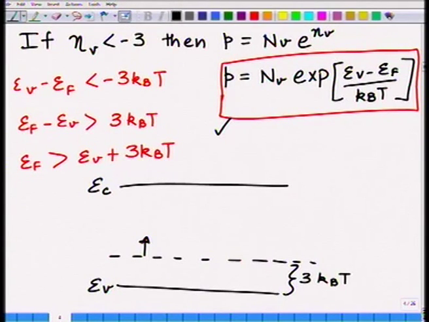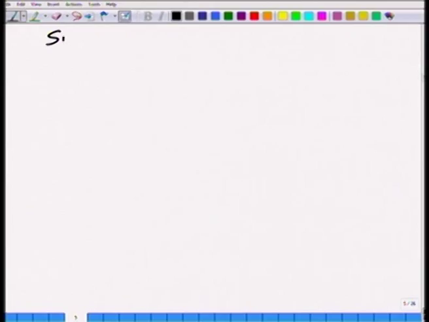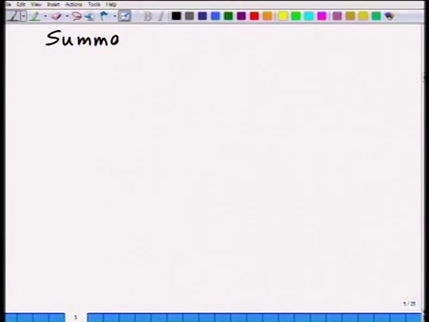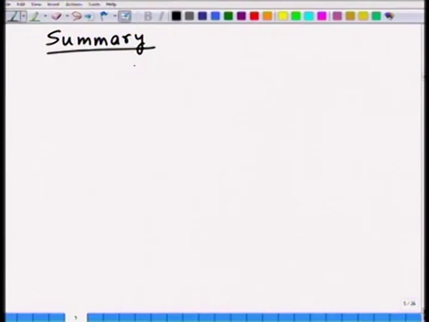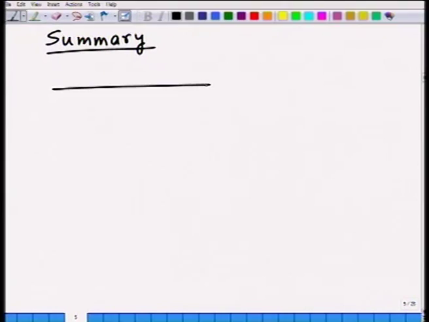If so, then this formula will be used, which means that overall, if I summarize, I will write the summary of this whole thing like this.